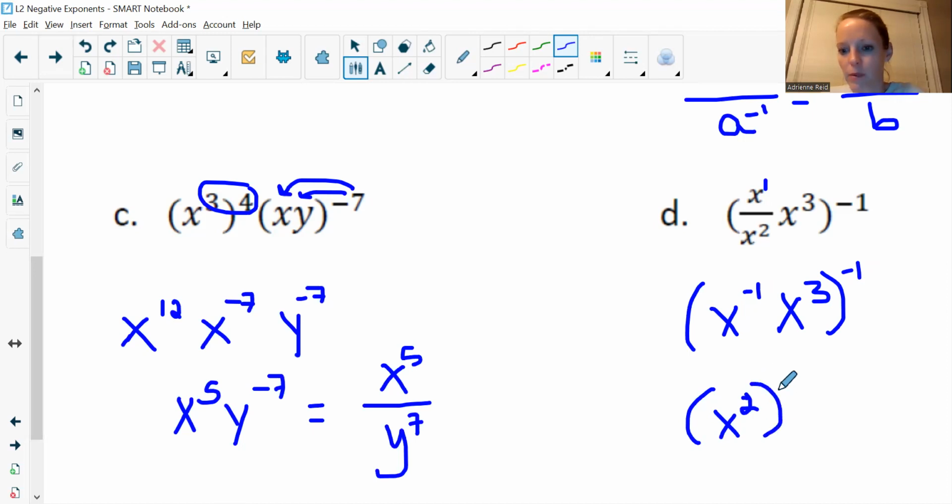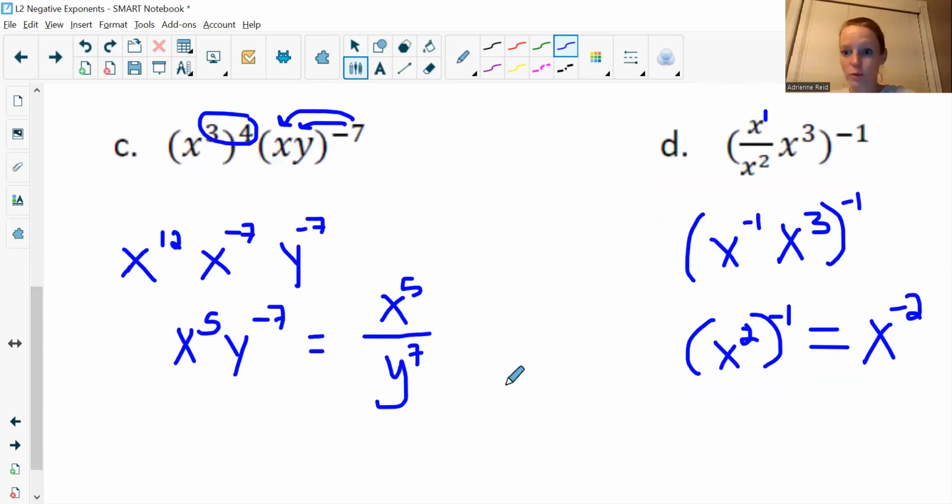And then I have my power to power rule. So 2 times -1 is -2. But I can't leave it like that. So now I'm just going to write 1 over. I'm going to flip it into its reciprocal. Underneath this x is a 1. So my final answer is actually 1 over x squared. That's my final answer. Everything's positive. I'm down to just one base. I can't do anything else. That's going to be your final answer.